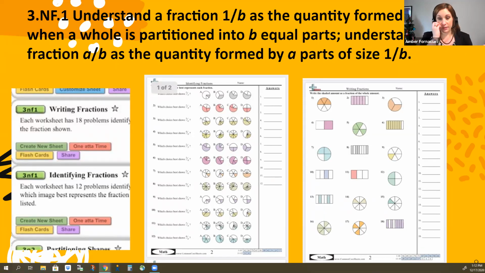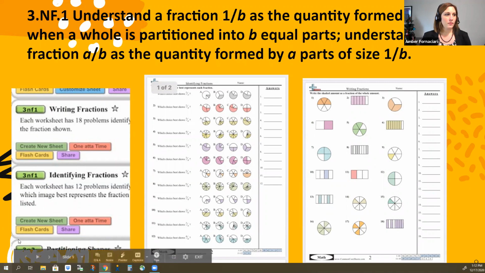This resource might look familiar to some of you. This is called commoncoresheets.com. I am not recommending that you necessarily use it to give your students worksheets. I'm recommending that you use it to better understand the standards that you're supposed to be teaching. For example, this code right over here, 3NF1, is a Common Core code.